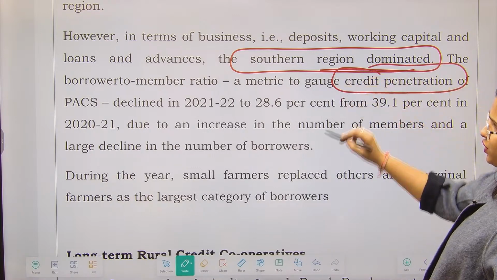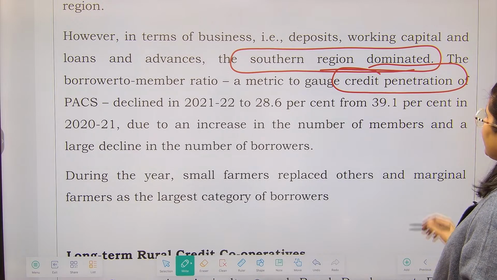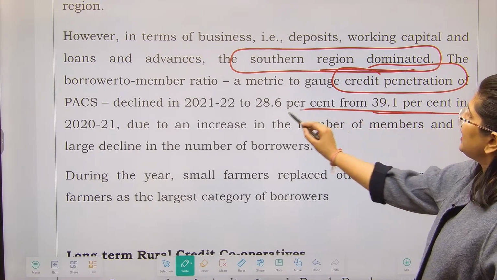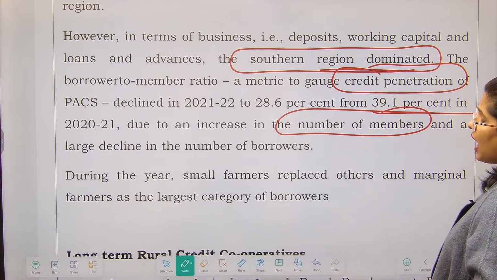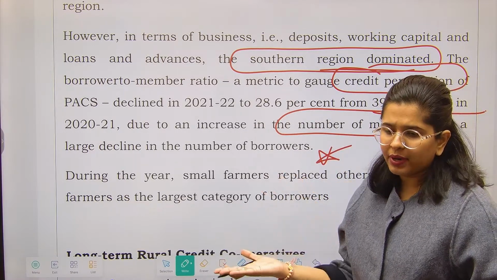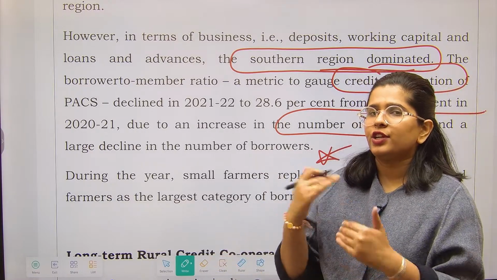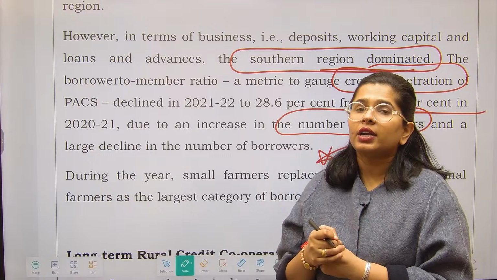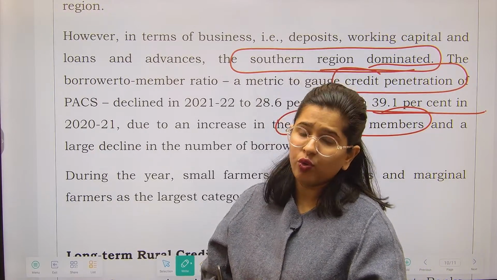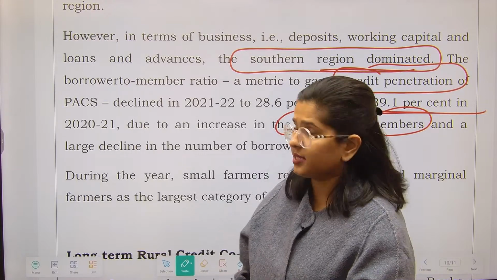And the borrower to member ratio, which gauges the credit penetration, has declined to 28.6% from 39.1% in 2020, because there has been an increase in the number of members and a large decline in the number of borrowers, right? How many members you have, then how many borrowers you have. So this is the ratio that we compute in order to determine how much credit PACS is able to provide. So there has been a decline in this particular indicator as well.